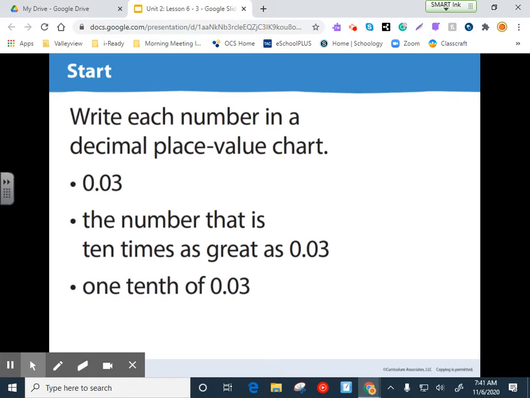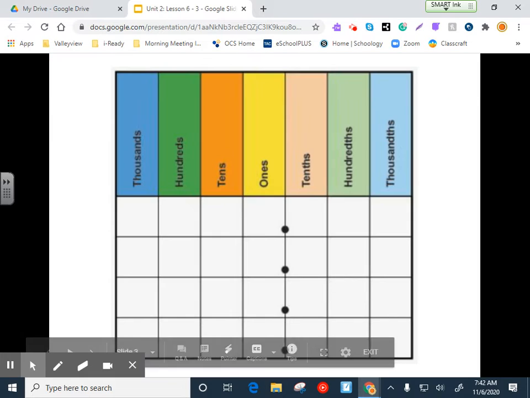So for a warm up, I've got this for us. We're going to write these 3 different decimals in this next slide. We have 300ths. We need to show a number that's 10 times as great as 300ths and one that's 1/10 of 300ths. So let's start off with our first number.